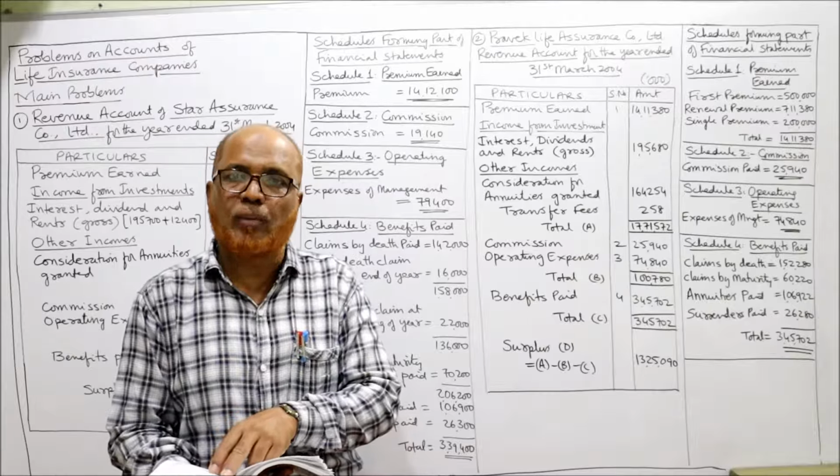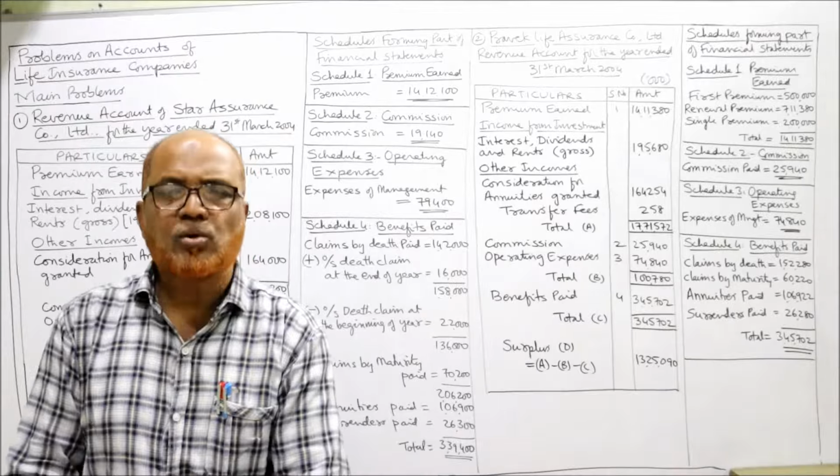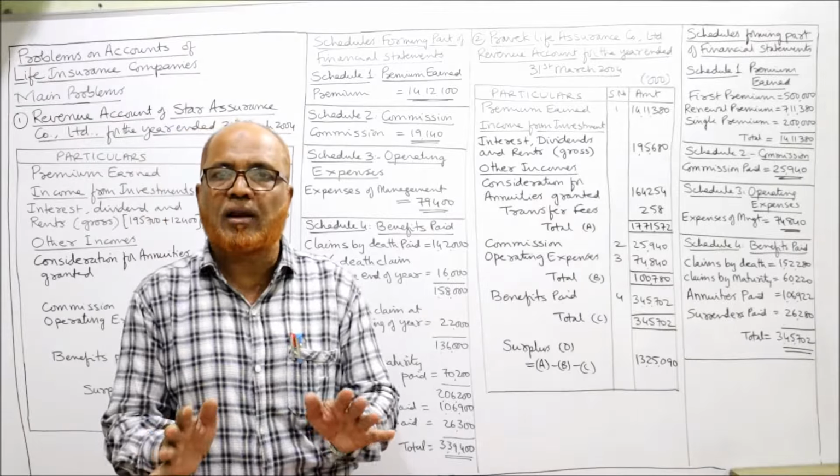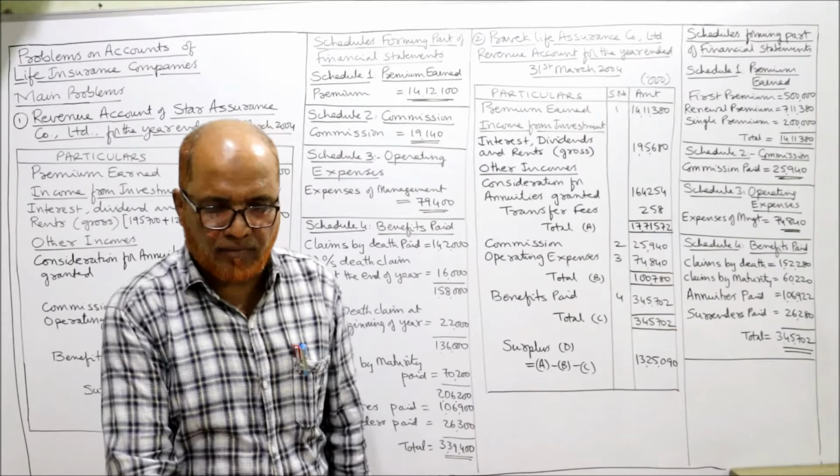Surrenders, schedule number 4, benefits paid. Life assurance fund at the beginning of the year. This is only information we don't require while making the revenue account. That's all. This is the end of the problem.